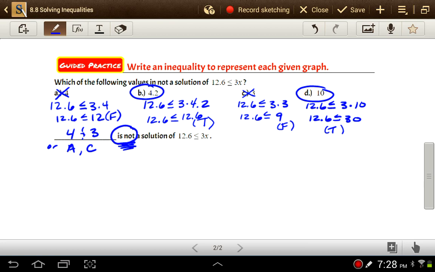Again, I'm asking for the ones that are not a solution, so in the examples that I gave you, 4 and 3, or A and C, would be the ones that are not a solution.